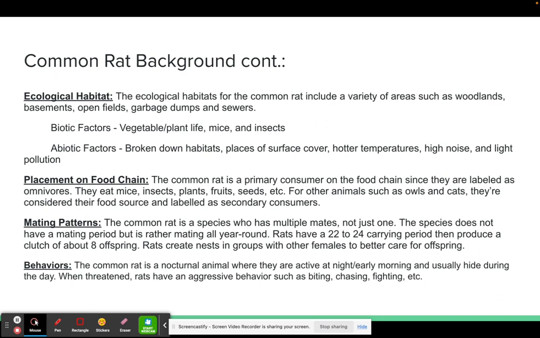The common rat is a primary consumer on the food chain as they're labeled as omnivores. They eat mice, insects, plants, fruits, seeds, etc. And for other animals such as owls and cats, they're considered their food source and labeled as secondary consumers.